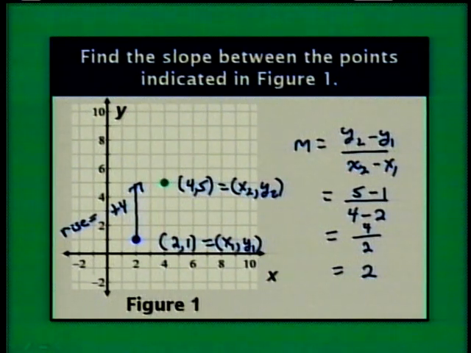Now, to get over to the point 4, 5, I'd need to take a little run. 2 units right. We call this the run between the 2 points. So our rise is 4, and our run is 2. Let's look at our slope calculation. After we simplified the numerator and the denominator, we had the fraction 4 over 2. With our new names for 4 and 2, we could say that the slope is rise over run, where rise is y sub 2 minus y sub 1, and run is x sub 2 minus x sub 1.